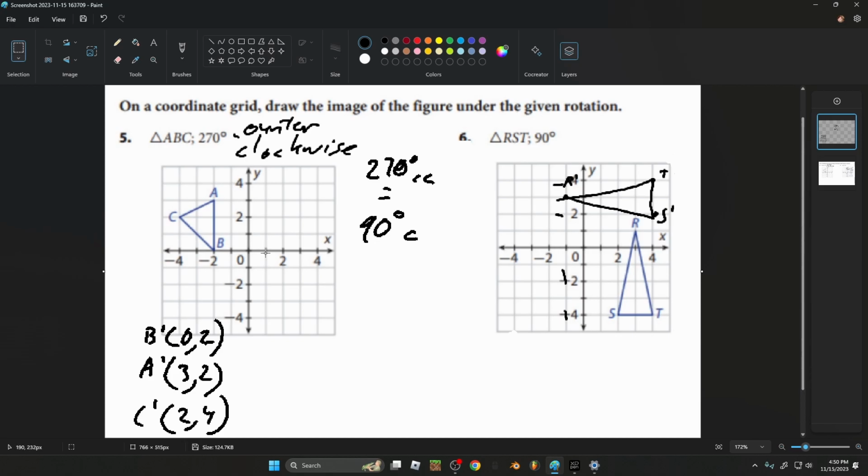So B prime is 0 comma 2. A prime is 3, 2. Let me label it B, A, and then C is 2, 4. Our new shape after the rotation is this. It's pretty easy once you get the hang of it. I would recommend you just flip it, unless it really tells you, here's the table, here's the graph, then you would have to use the formula.